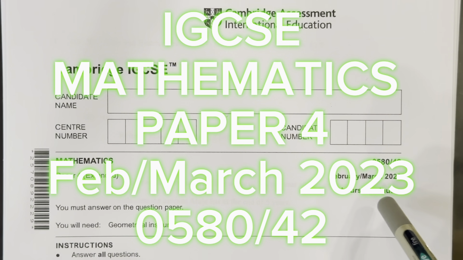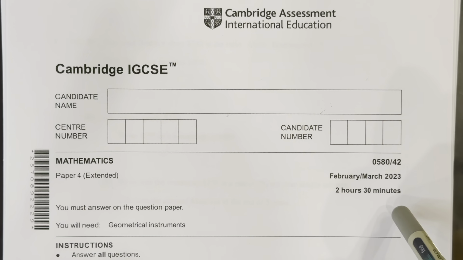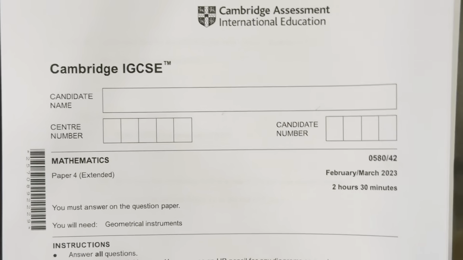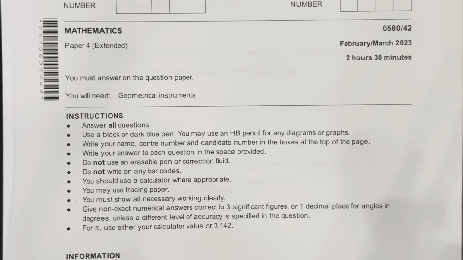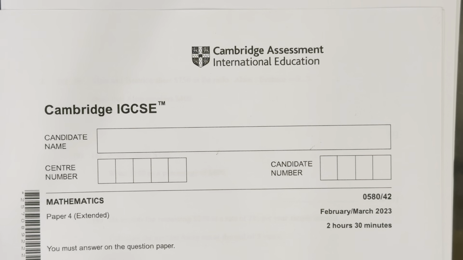For the session of February-March 2023, we have the subject code 0580 and the variant for the paper is 42. We have 2 hours 30 minutes for the paper and 130 marks are allocated for this paper. We have to provide our answer up to 3 significant figures or 1 decimal place. So we're gonna start from question number 1.